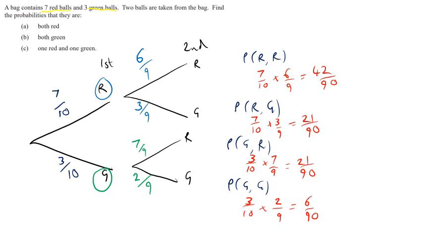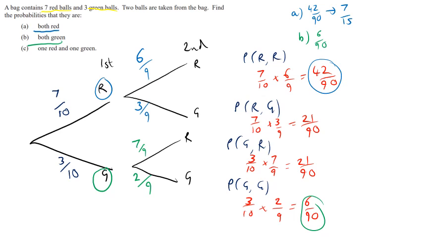Now let's actually go back to the question and answer part A, part B, and part C. So part A says, what's the probability they're both red? Oh, we've worked that already. It's 42/90. So A is 42/90, and that simplifies because they both divide by 6 to 7/15. Part B, hopefully also nice and straightforward. Both green, we worked out already, is 6/90, and that simplifies to 1/15.